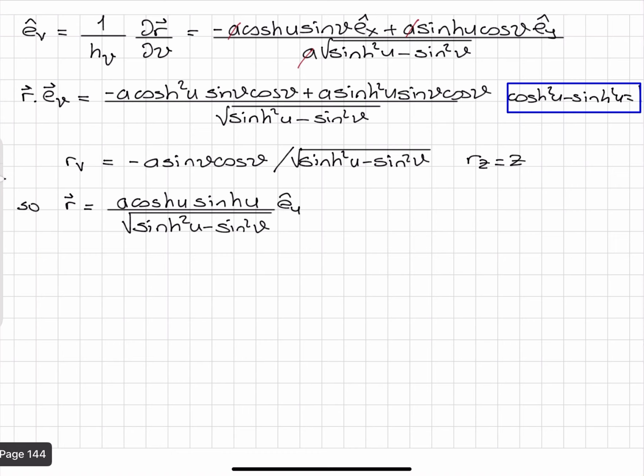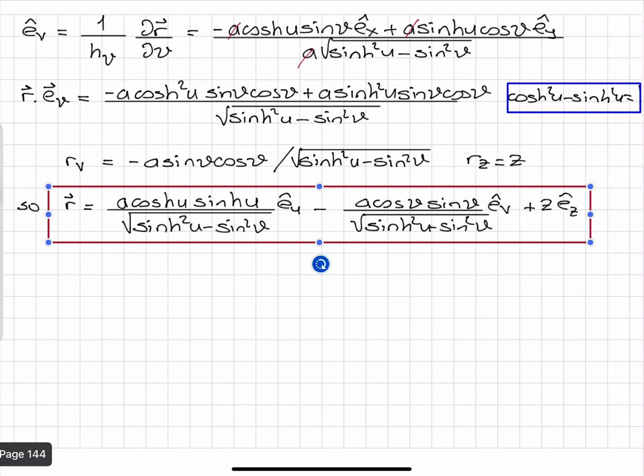And we have minus a cosine v sine v divided by square root of sine hyperbolic squared u minus sine squared v. This is in the ev hat direction. And then we have z in the ez hat direction. So that gives us the position vector in this elliptical coordinate system.